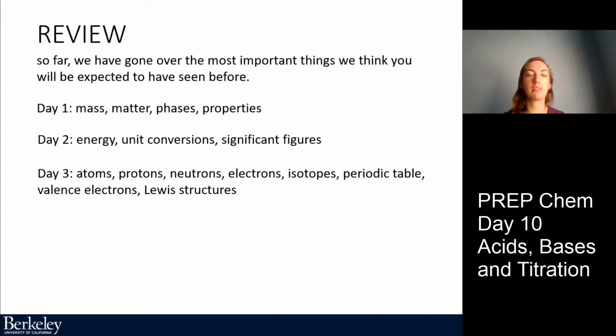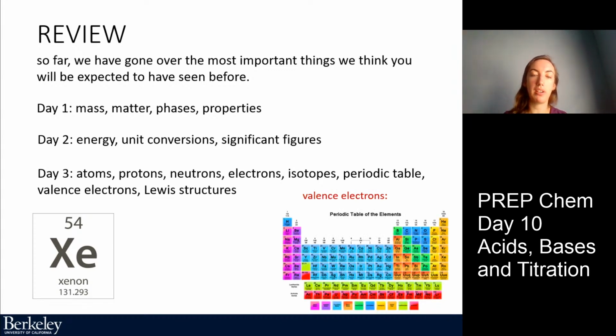So atoms, protons, neutrons, electrons, isotopes, the periodic table, valence electrons, and Lewis structures. So that was a lot of things. Just as an example, this is xenon. It's a noble gas. It has 54 protons, so that's its atomic number. And then you can see the mass number at the bottom. That means the average of the various isotopes, which have slightly different numbers of neutrons, is that on average, an atom of xenon has a mass of 131.3 atomic mass units.